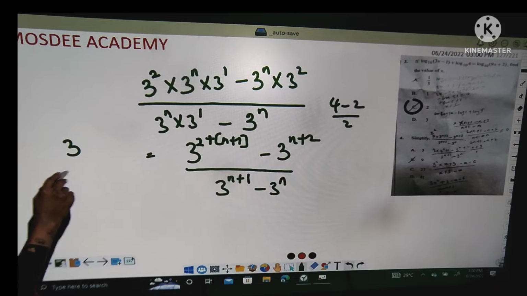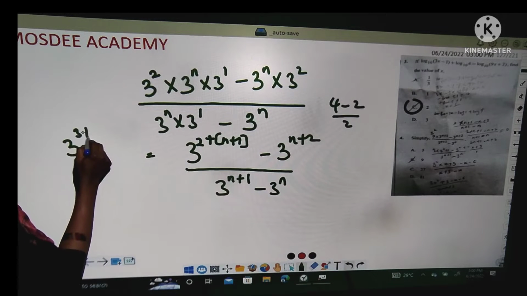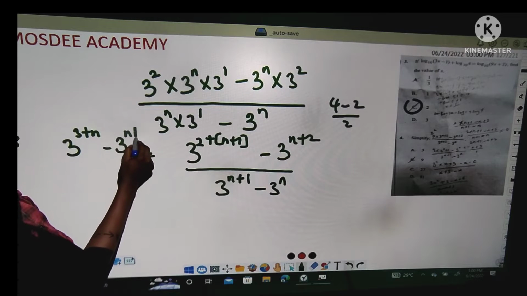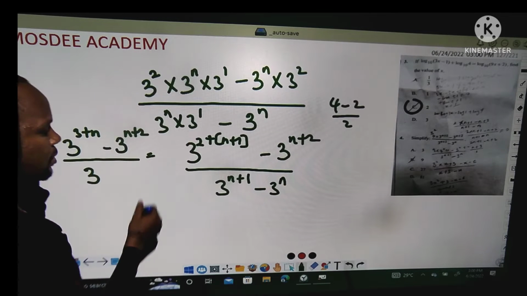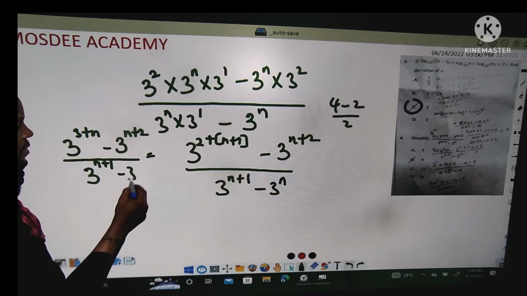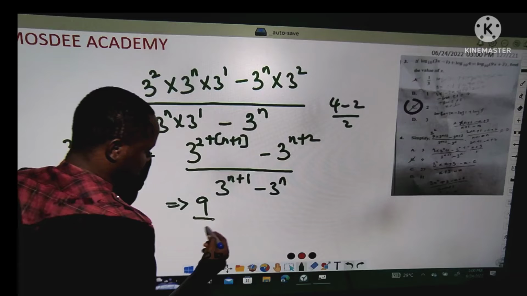2 plus 1 is 3. As you can see, 2 is 3 raised to power. Can you see what I'm writing here? Thank you very much. 2 plus 1 is 3 raised to power 3 plus n minus 3 raised to power n plus 2 over 3 raised to power, you can see what I've done here, n plus 1 minus 3 to the n. So simplifying this, we are going to have the final answer as 9.